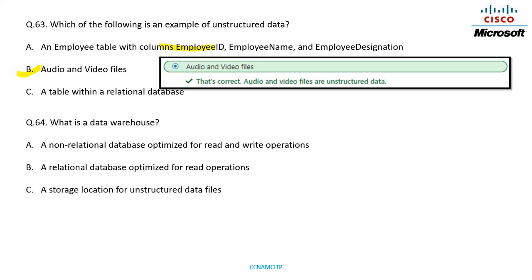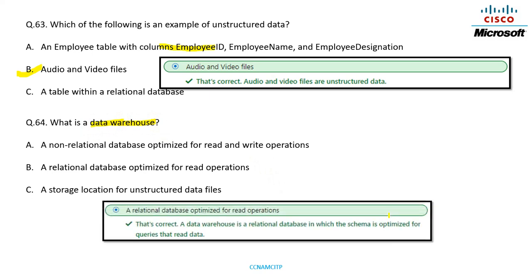What is a data warehouse? So guys, a non-relational database, or a relational database, or a storage location. So you have to tell what a data warehouse is, basically. So your answer should be a relational database optimized for read operations. Okay, the answer is B for this question.